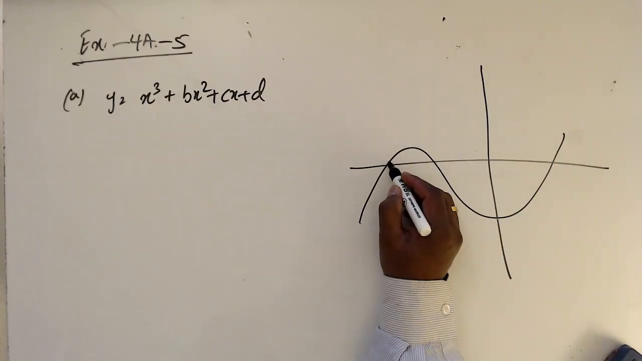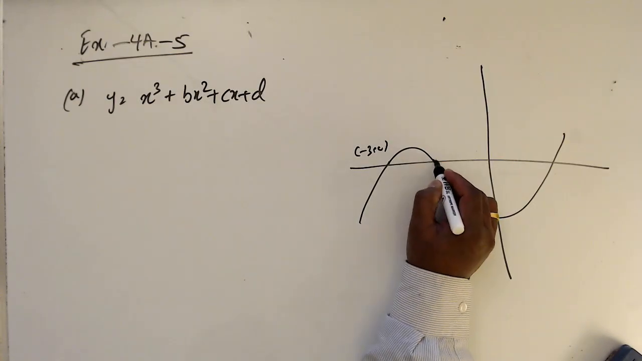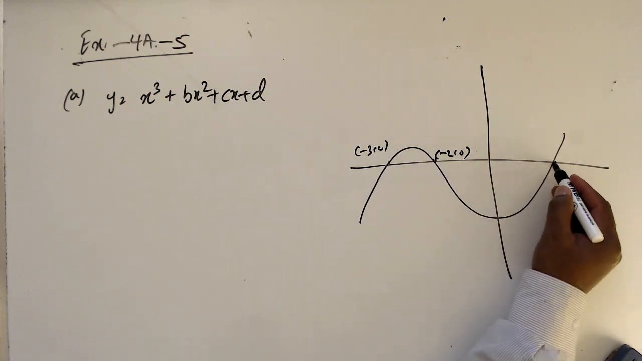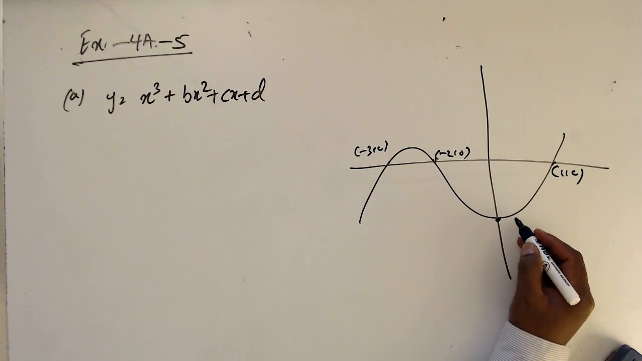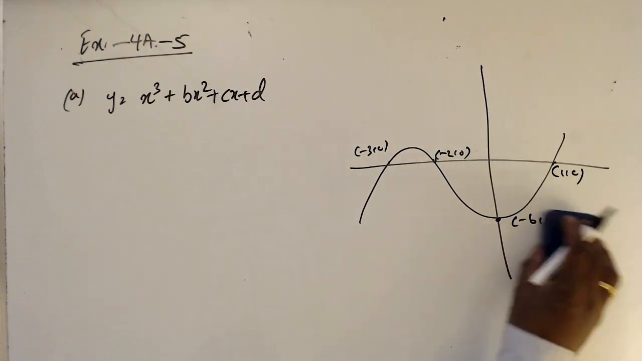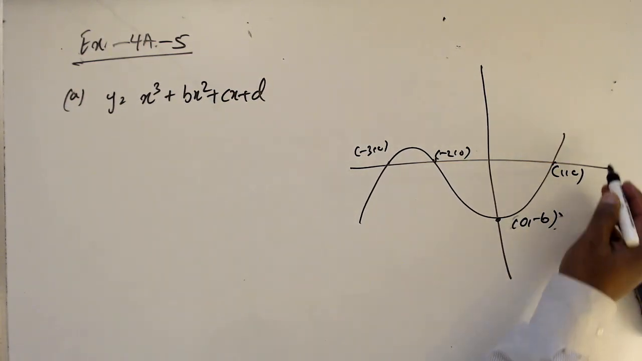So this is minus 3, 0, this is minus 2, 0, this is 1, 0, and this is minus 6, 0. This is 0, minus 6.